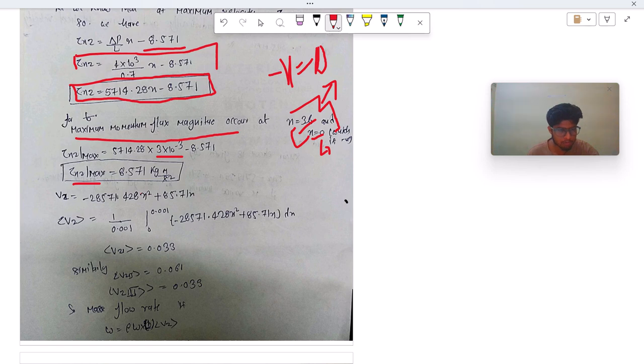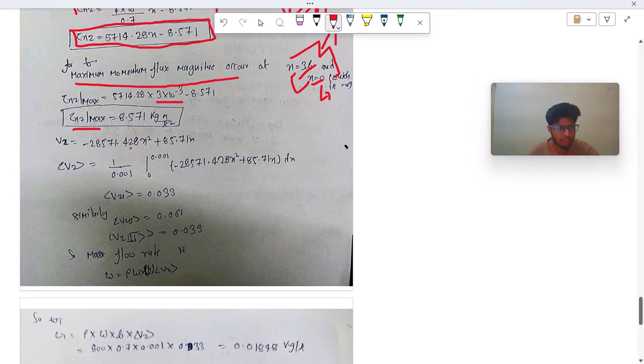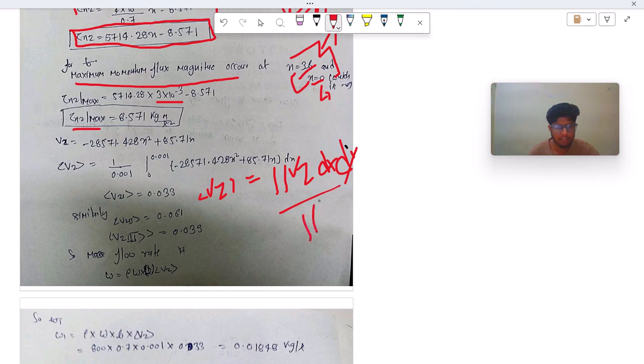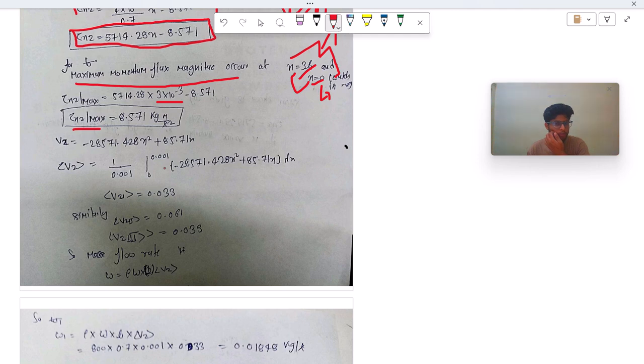So coming to the last part of the question, in which we are asked for the mass flow rate of all the three fluids. Before finding this, we have to find the average velocity, and we know that the average velocity equation is Vz equal to the integration of Vz dx dy upon the double integration of dx dy. As there is no variation in the y direction, we ignore the y direction as it will be cancelled out from numerator and denominator.